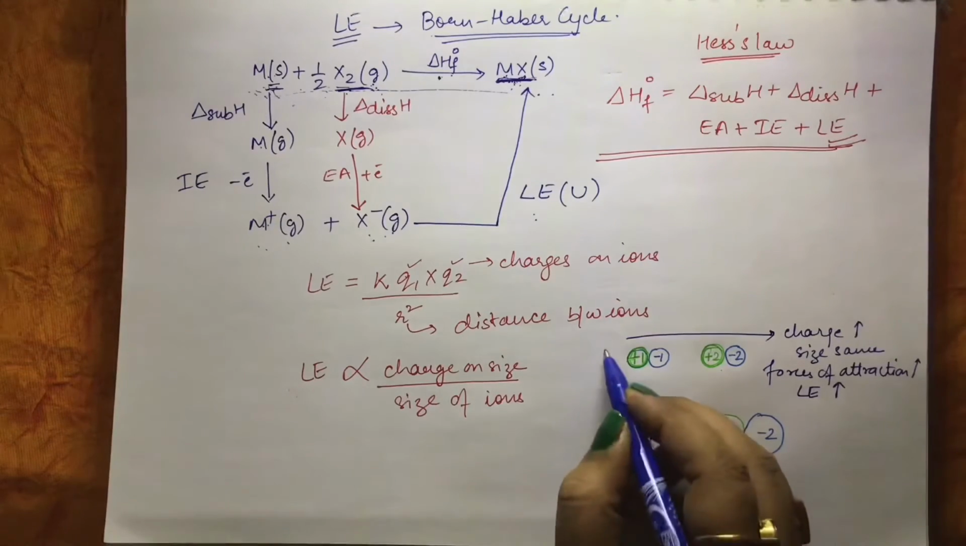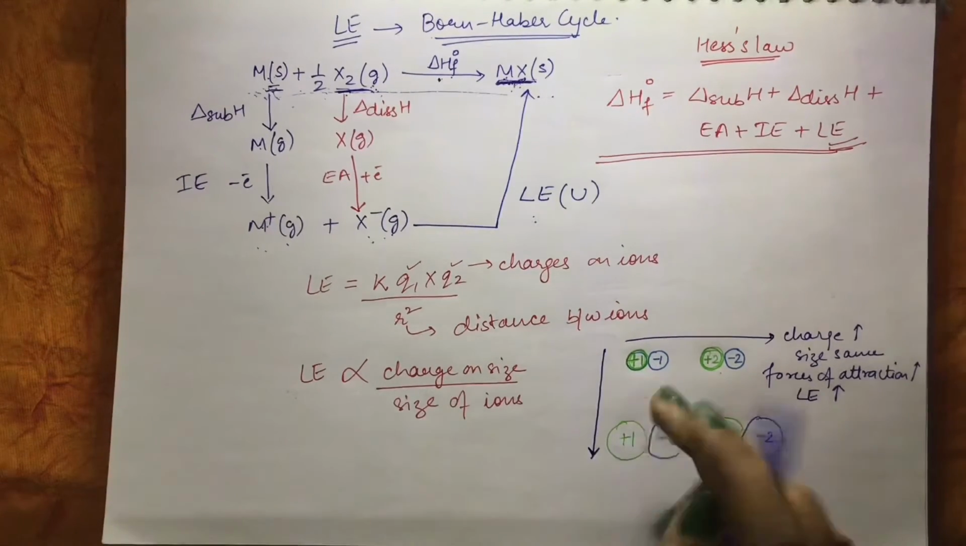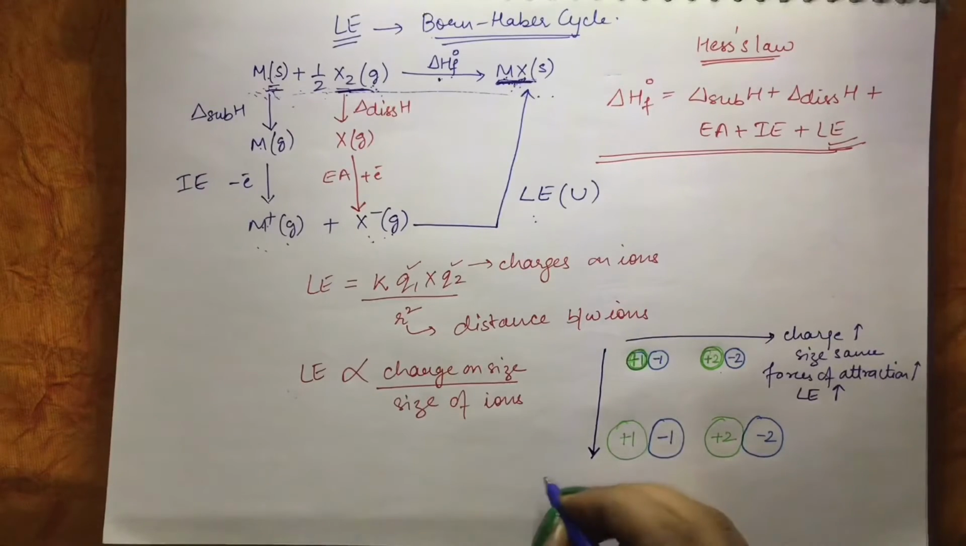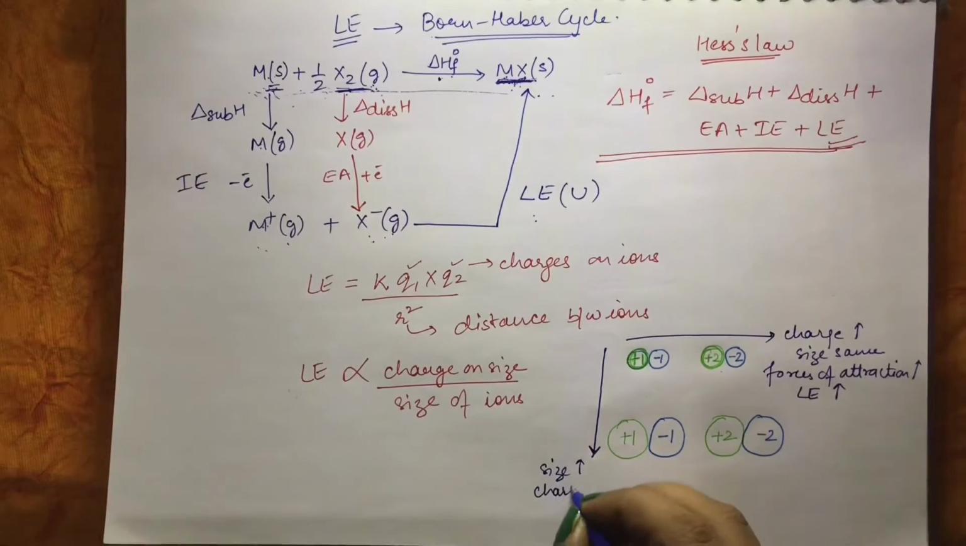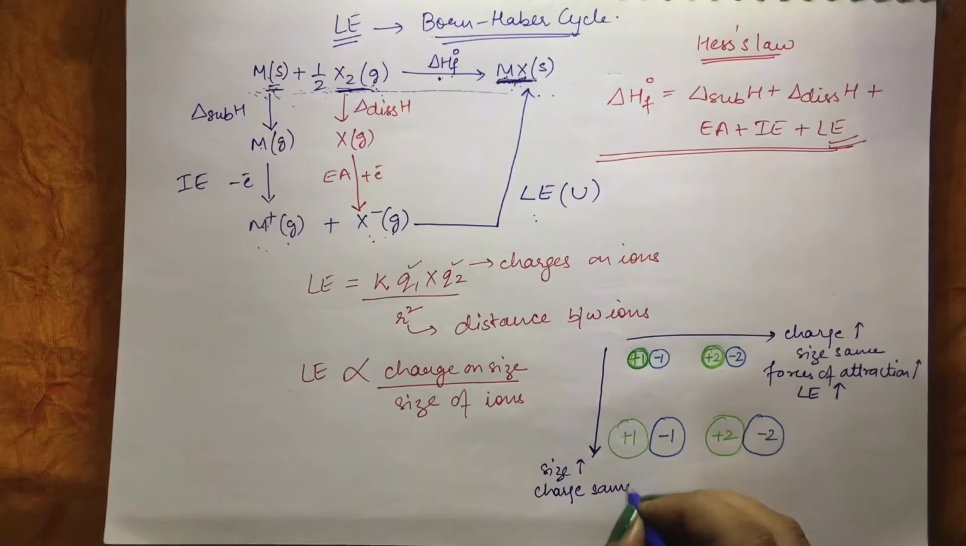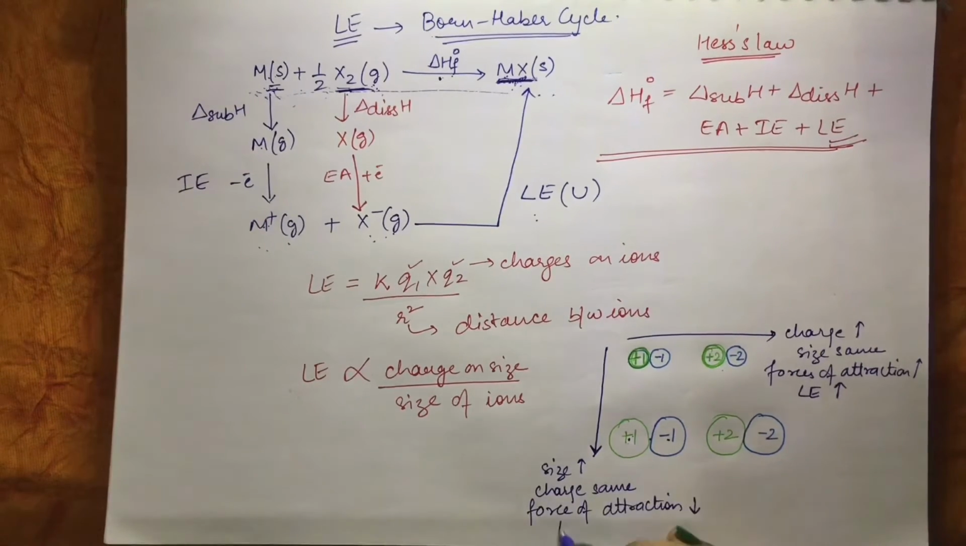Okay, but when we are going from here to here, you can see here the size increases whereas the charge remains the same. So when you are increasing the sizes, what will happen? The force of attraction will decrease. तो उसका मतलब क्या है कि जो lattice enthalpy है that will also decrease. So this is the effect of charge and size on lattice enthalpy.